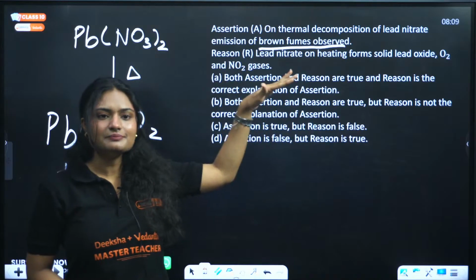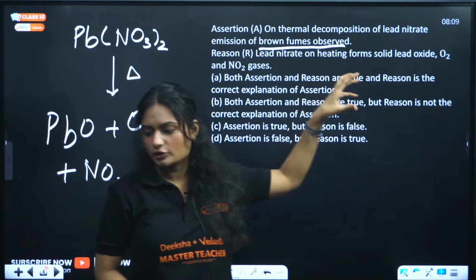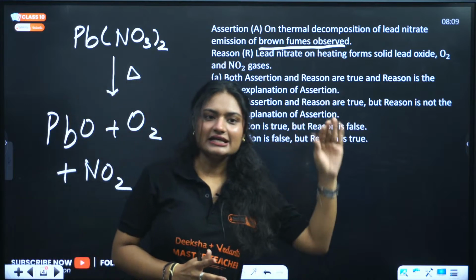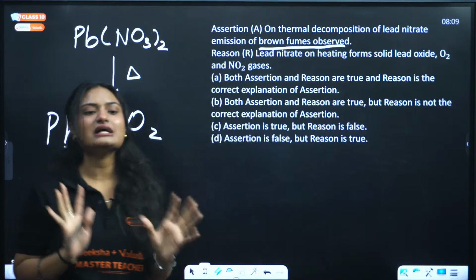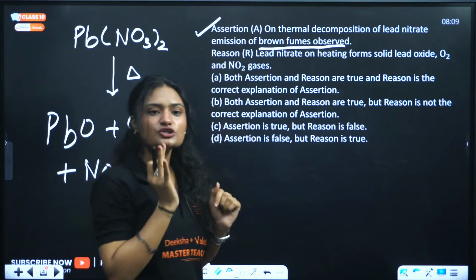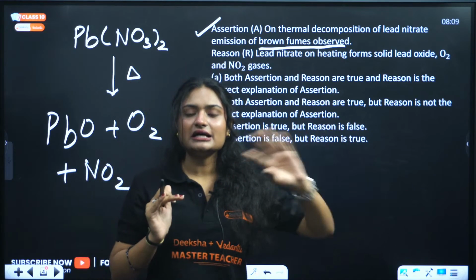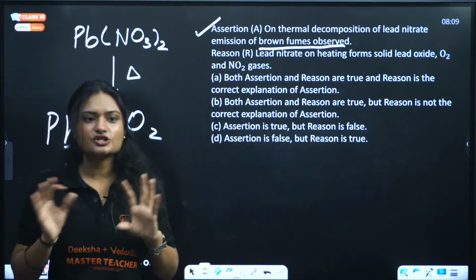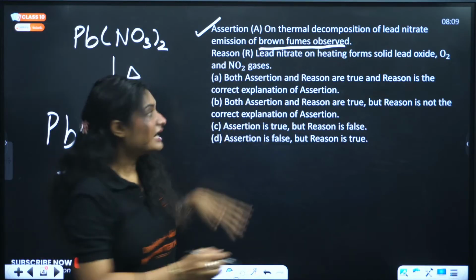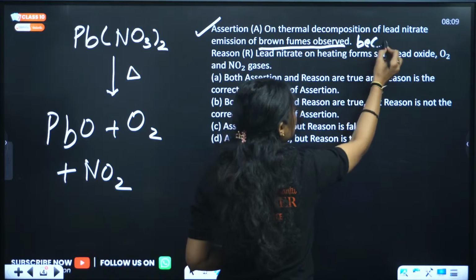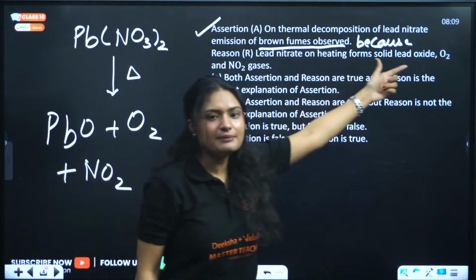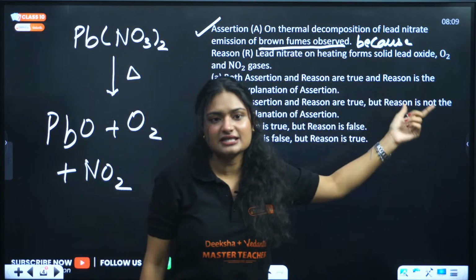Assertion says on thermal decomposition of lead nitrate, brown fumes are observed, right? Again, my dear kids, you are answering it wrong. See, assertion is a statement. Whenever you are answering these kind of questions, remember one thing, assertion is a statement, and reason should give the answer to that statement. Whenever you are trying to answer an assertion and reason question, do one thing. Say the assertion, after that add the word because, and then say the reason. If after saying because and the reason the statement makes sense, then it is correct.